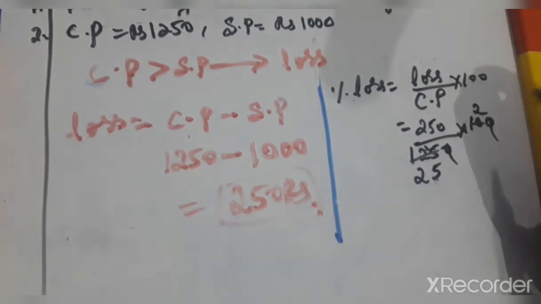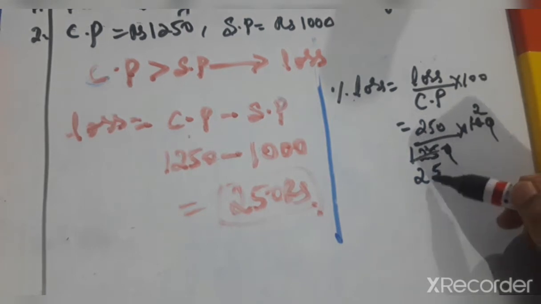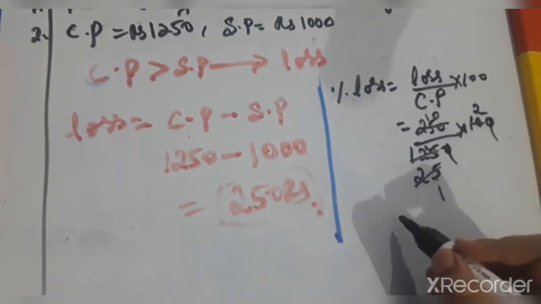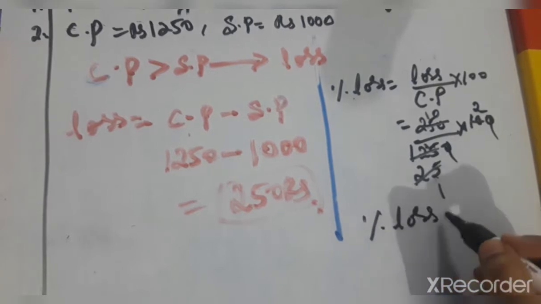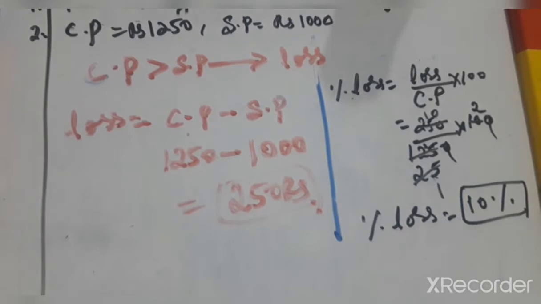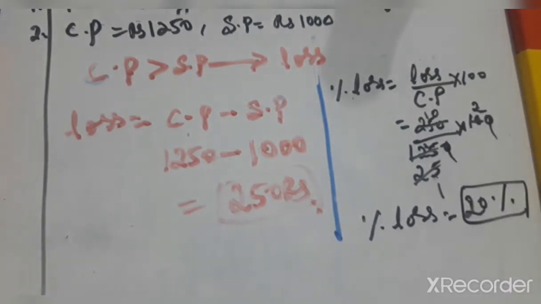One is up, one is down. Numerator once, and the denominator we have to cancel. Here 25 and 250 also divided by 25: 25 ones are 25, so 10. So percentage of loss is 10%. Sorry, here 10 into 2 is there, 10 into 2 is 20%. Percentage of loss is 20%.